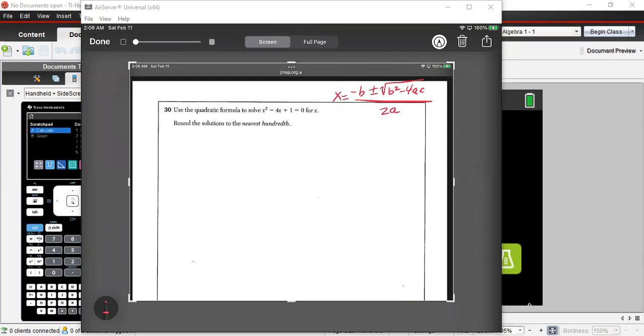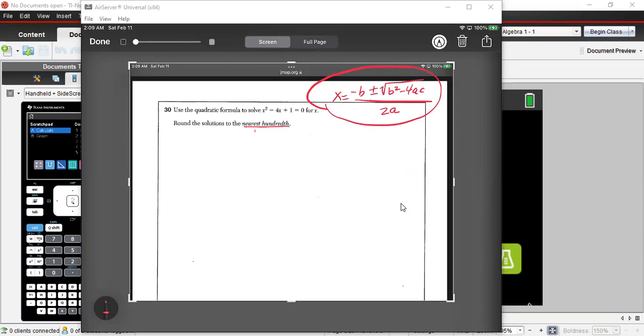Number 30 says we have to use the quadratic formula to solve the quadratic equation x squared minus 4x plus 1 equals 0, and round the solutions to the nearest hundredth. That's important. This is a 2-point question, and if we don't round it properly, we're going to lose one point right off the bat. Rounding to the nearest hundredth means that when you get done, you should have 2 decimal places.